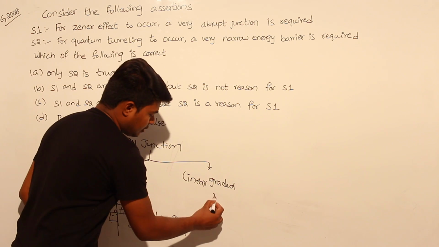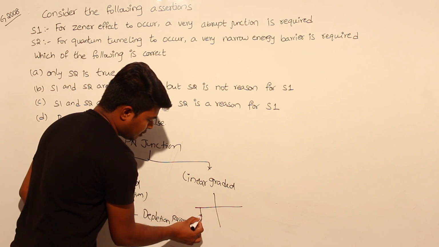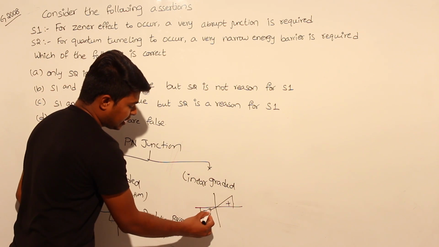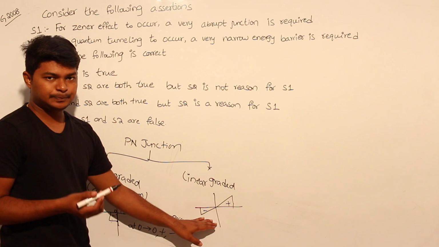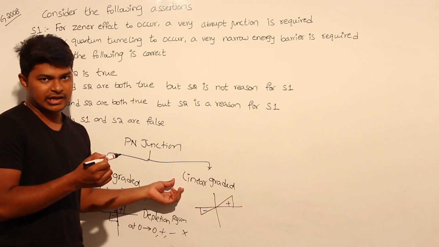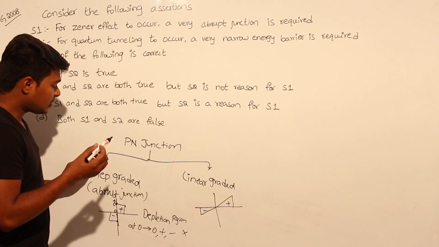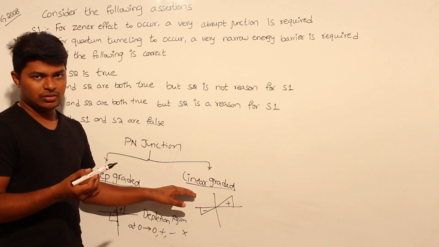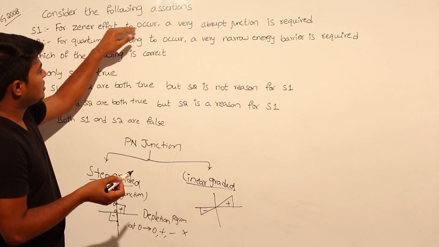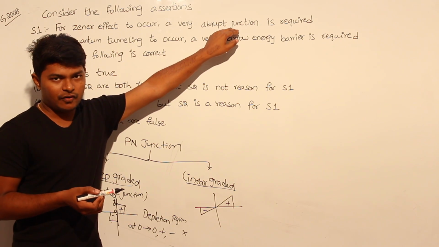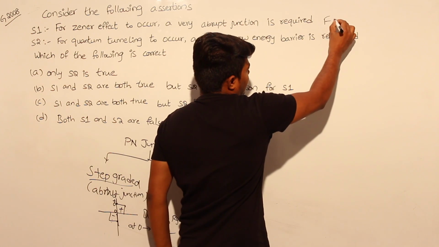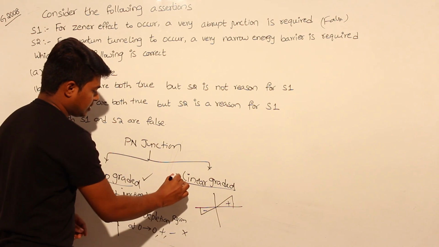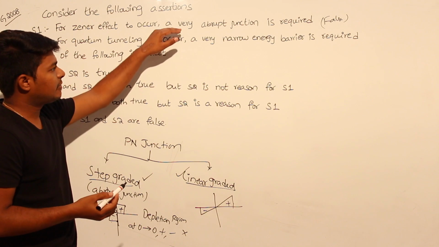Whereas in linear graded, you see here, it will be like this. This will be 0 and it goes on linearly increasing and it will be positive. So this side will be fully positive. Here it will be negative. So this is linear graded. And coming to the exact point, Zener effect can occur either in step graded or linear graded. It can occur in both. But in the statement, it is saying that for the Zener effect to occur, a very abrupt junction is required, which is false. The statement is false because Zener effect can occur in either this or this, both. That is why statement S1 is false.